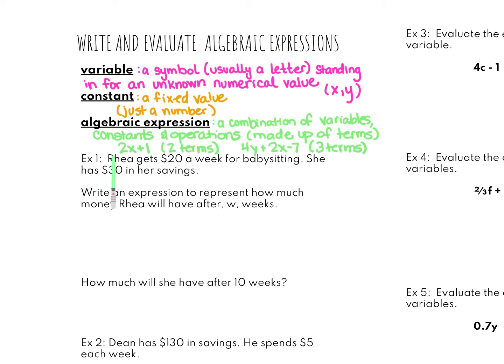Let's go through an example here. Ria gets $20 a week for babysitting. She has $30 in her savings. Write an expression to represent how much money Ria will have after W weeks. So W is going to be our variable here. She gets $20 every week. So what we can do is take $20 and multiply that by the number of weeks that we have and include that she already has $30 to start with. So this is our algebraic expression right here. There are two terms.